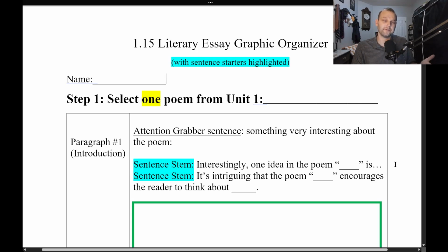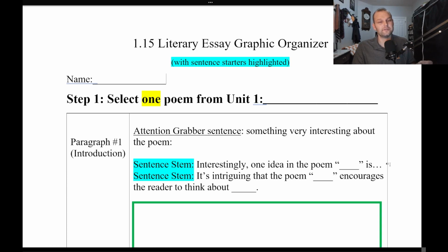Greetings, I am Mr. O'Neill and I teach English Language Arts online for Stride K-12, and let's cover how to write a literary essay, which is a type of informational essay. You will be successful and I believe in you.